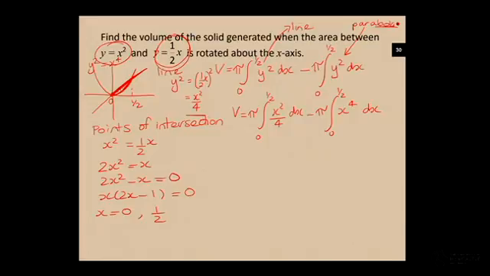I could take a shortcut at this point, and that is because they both have a pi, and because the integral is going from 0 to 1/2 for both of them, I could merge this and say this is pi from 0 to 1/2 of this volume, take away this one, because they were both going from 0 to 1/2.